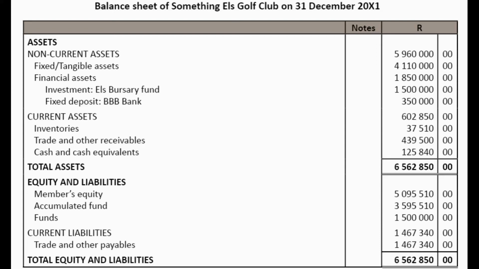So if we add that, the 5,095,510, that was the total of the accumulated fund and the funds. If we add that equity, the members' equity, to the current liabilities, you also get an amount of 6,562,850. Okay, and that is the same amount as the assets. So you know your balance sheet balances, which is correct.